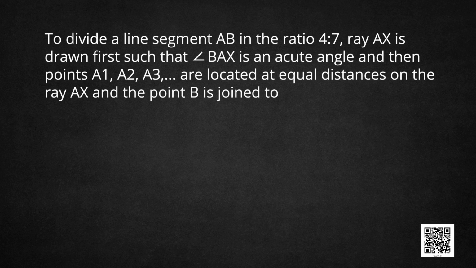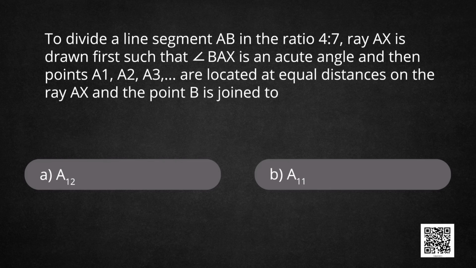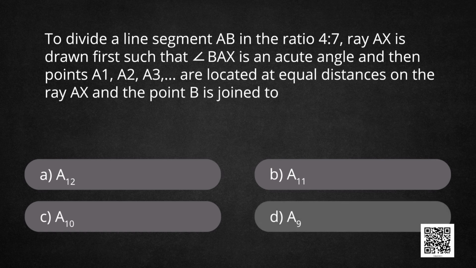Children, based on what we have done today, let us do a few multiple choice questions. To divide a line segment AB in the ratio of 4:7, ray AX is drawn first such that angle BAX is an acute angle. And then points A1, A2, A3 and so on are located at equal distances on the ray AX and the point B is joined to. You have 4 options: A12, A11, A10 and A9. So children, which is the correct option? The correct option is A11, because the total number of parts is 4 plus 7, which is equal to 11.